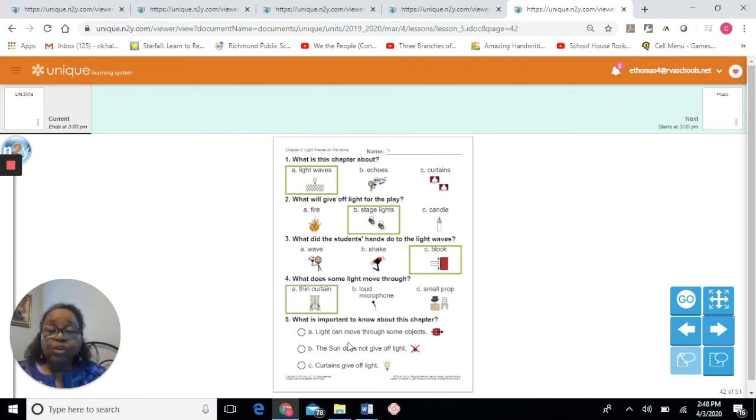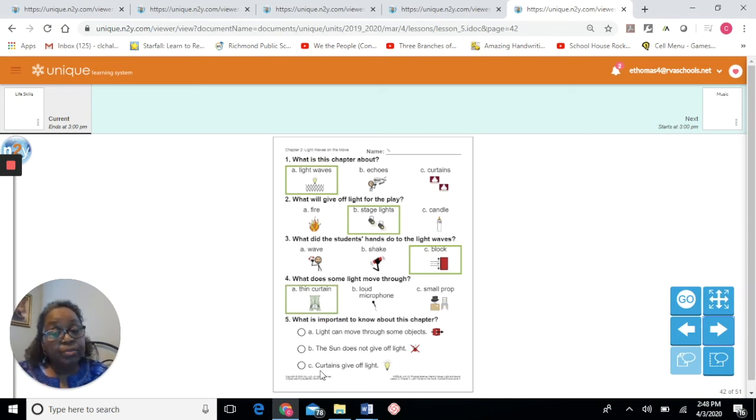And number 5, what is important to know about this chapter? The author wanted you to know something. The author was very careful to mention it several times. Let's see if we picked up on it. What is important to know about this chapter? A, light can move through some objects. B, the sun does not give off light. C, curtains give off light.